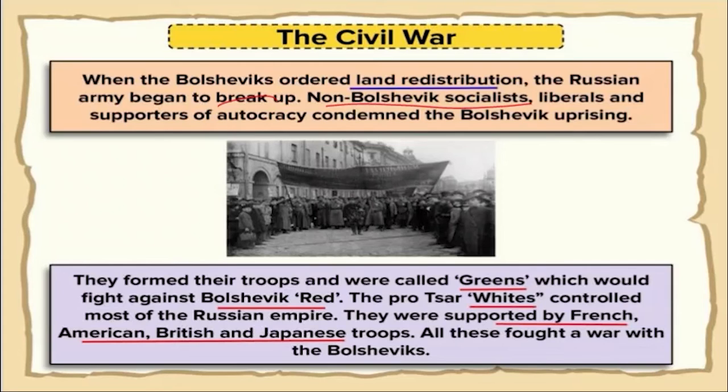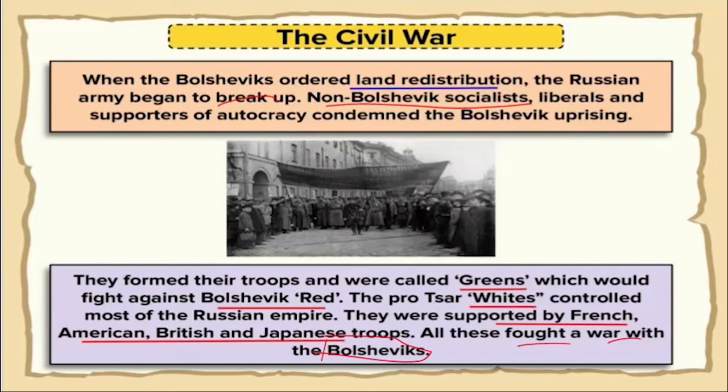Okay, they were fighting, and they were even supported by the French. So I mean France, American, British, and Japanese troops also. From there also they were getting support. So who were greens? Greens were the socialist revolutionaries, reds were the Bolsheviks, whites were the pro-czarists. And all of these fought a war with the Bolsheviks. So all of them were fighting with the Bolsheviks.